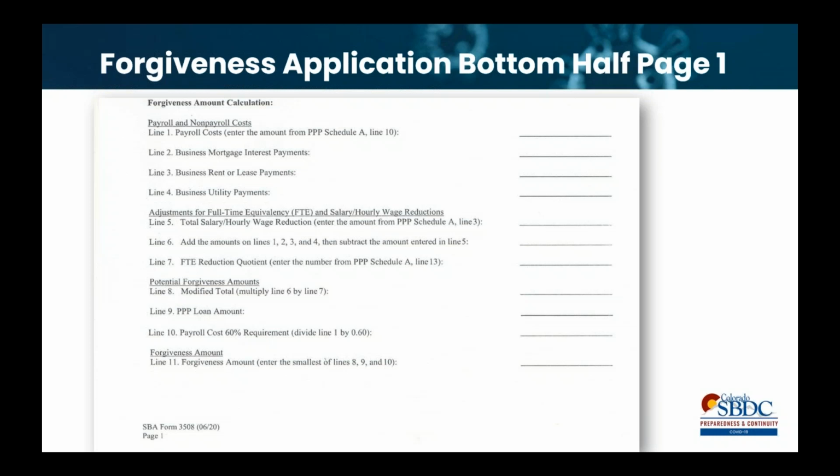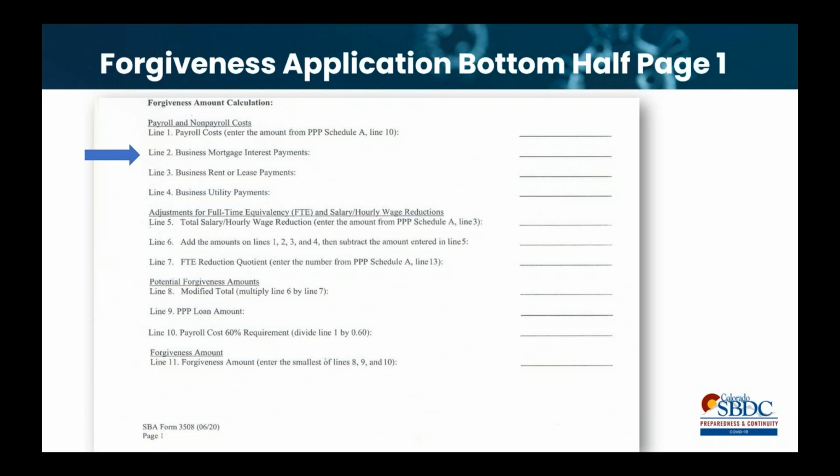Now, on to the calculations on this form. Line 1, payroll cost. We've already done this one, so just put in the number. Line 2, business mortgage interest payments.